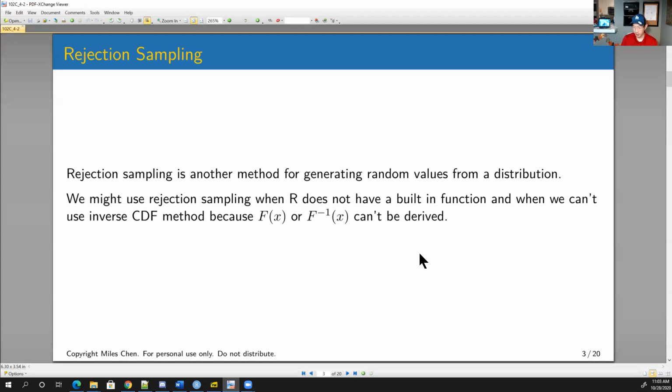R already has a bunch of built-in functions that will generate values from lots of distributions. But if it doesn't have a built-in function, then we've got to use one of our variable generation techniques. We've looked at inverse CDF, and that will work. But sometimes you might not be able to get the CDF or the inverse of the CDF. In those cases, you might want to consider rejection sampling. So this is kind of the hierarchy. If there's a built-in function in R, just use it. If there's no built-in function in R, see if you can figure out the CDF and the inverse CDF.